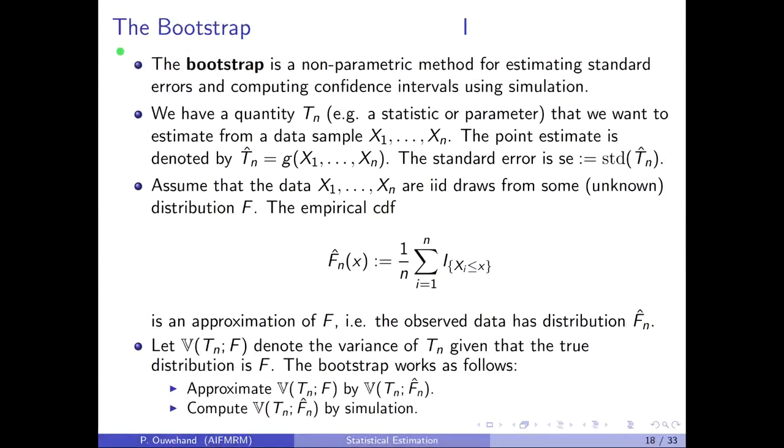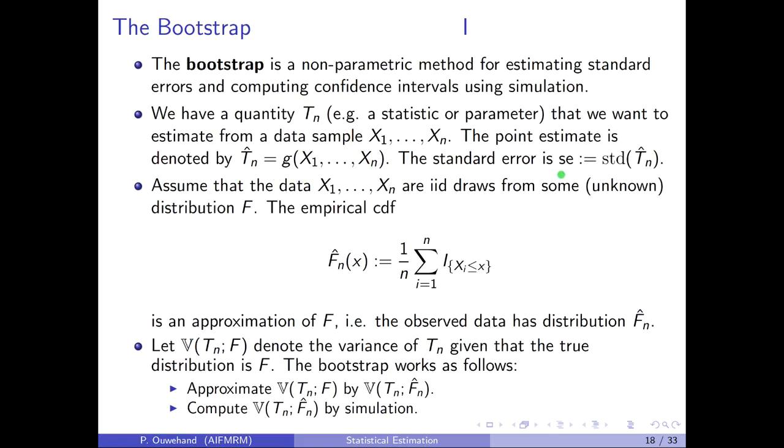In this video, we consider the bootstrap, which is a non-parametric method for estimating standard errors and hence computing confidence intervals using simulation. We have a quantity here, Tn, which could be either a statistic or a parameter, or a vector of statistics or parameters, and we want to estimate that from a data sample x1 up to xn. The point estimate is then denoted by hat Tn, and it will be some function of the data.